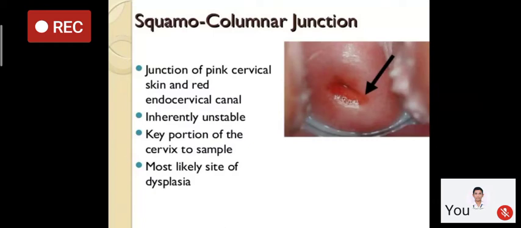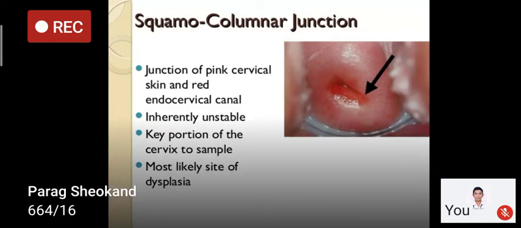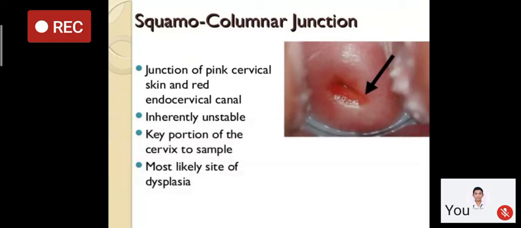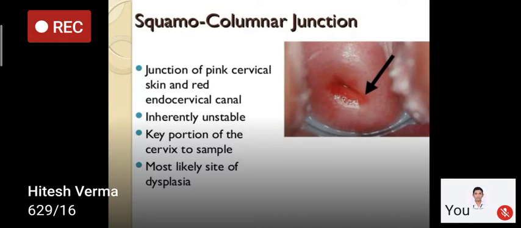If we introduce a speculum, which speculum is used? It should be a bivalve self-retaining speculum. Sims should not be used. The Cusco speculum is introduced, and the arrow is showing the junction of the pink cervical skin and the red endocervical canal.